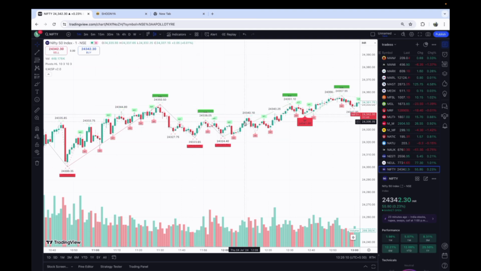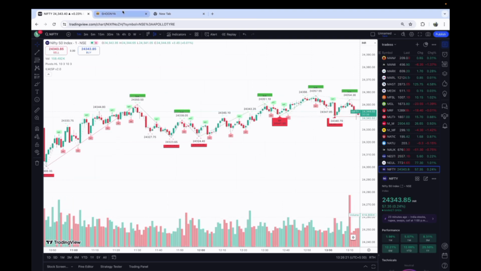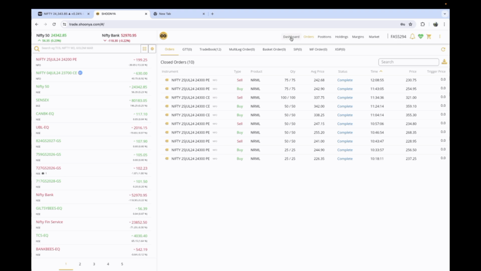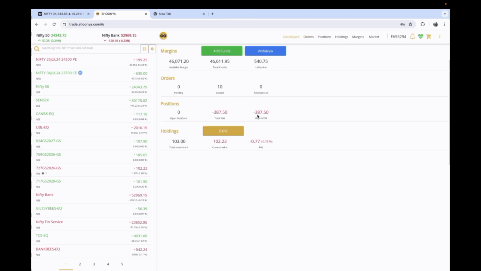After that I have not taken any further trades. So that is it for today. Totally I have booked a loss of around 387 rupees.